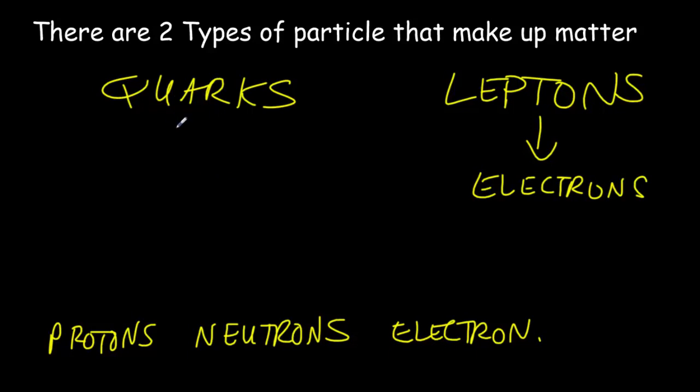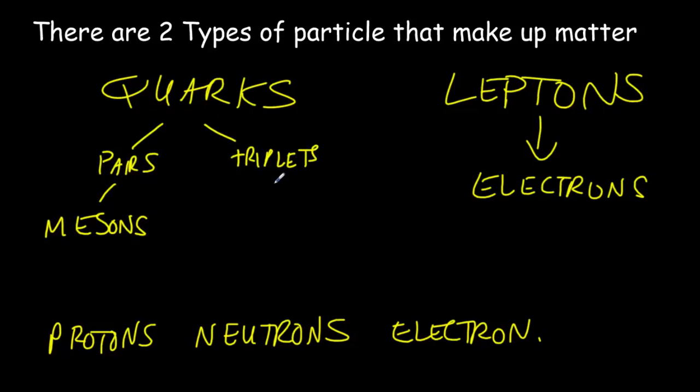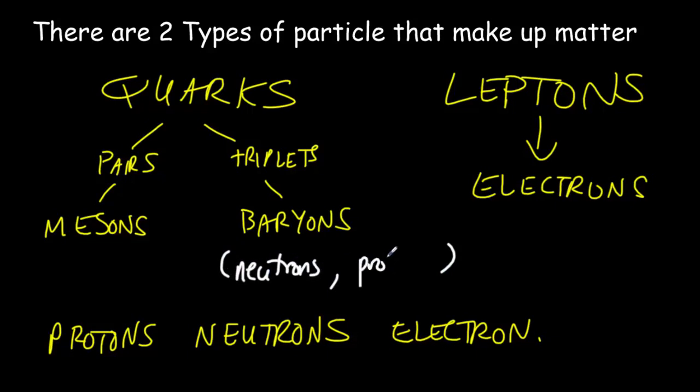With the quarks, there's actually two ways that they form. They form into pairs, really a particle-antiparticle pair, and those ones are called mesons. And they form into triplets, groups of three quarks, and these ones are called baryons. And it's within this group of baryons that you find the neutrons and the protons.